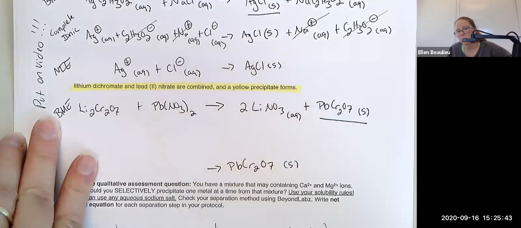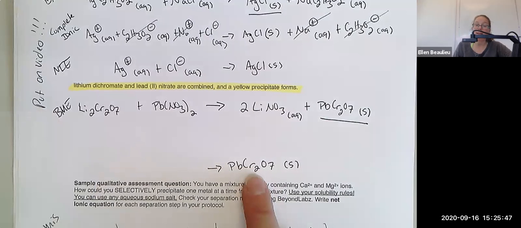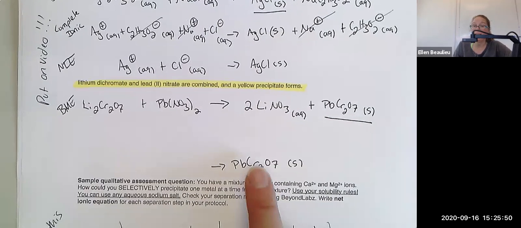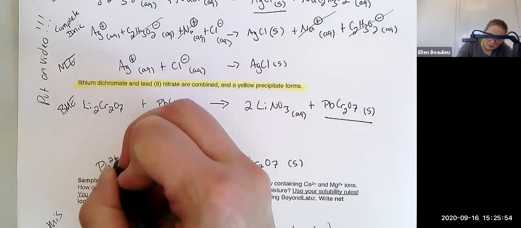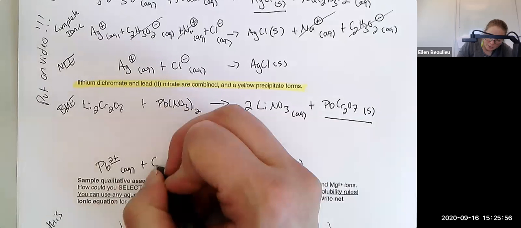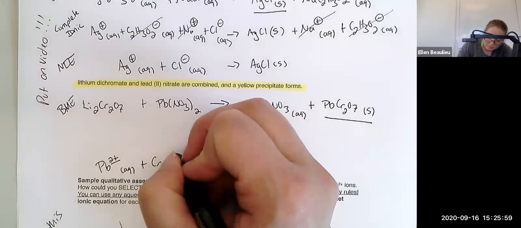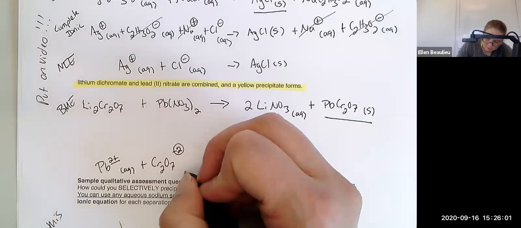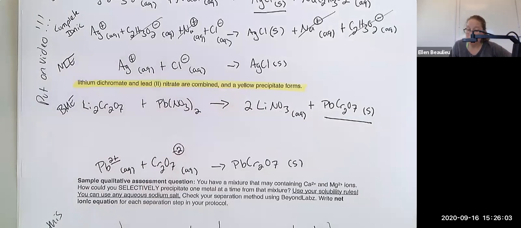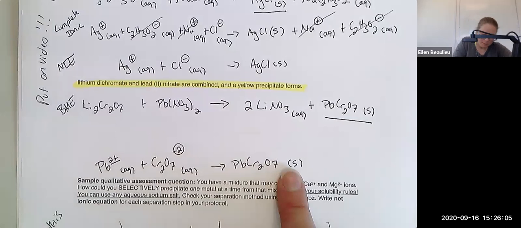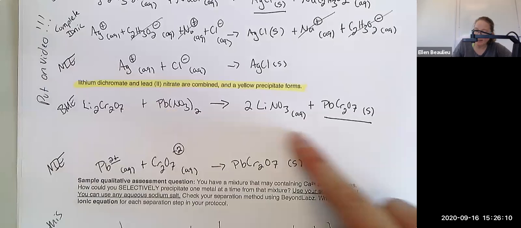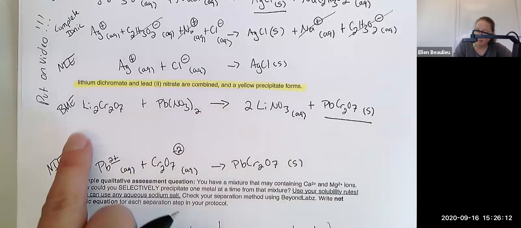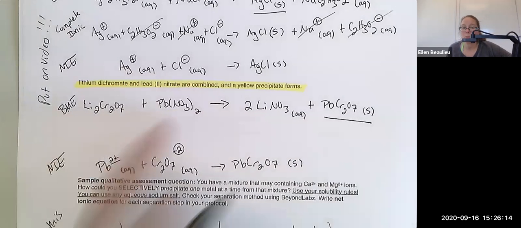And the shortcut I was trying to tell you is to just balance the NIE by putting in the ions that you need to create that compound. So the lead ion and the dichromate ion. So now we have a balanced chemical equation. This would be my NIE. Missing is the complete IE. You're not seeing the lithium and the nitrate ions, which are spectator ions.